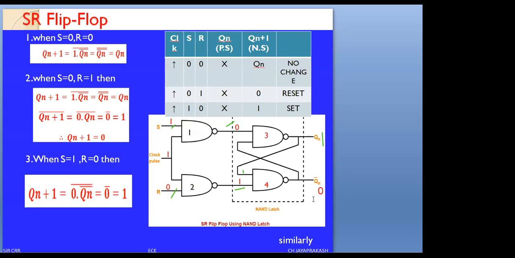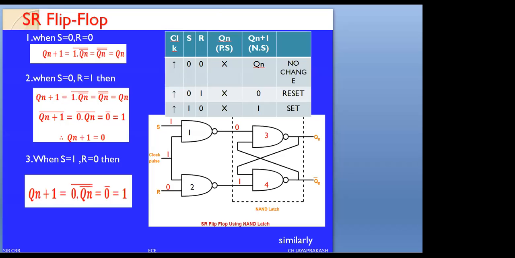Similarly, the complement will be equal to 0. This is the third condition, which we can call the set condition. See the function table: with clock equals 1, S equals 1, R equals 0, whatever may be the previous value, whether the present state is 0 or 1, the next state will be equal to 1. This is called a set condition.